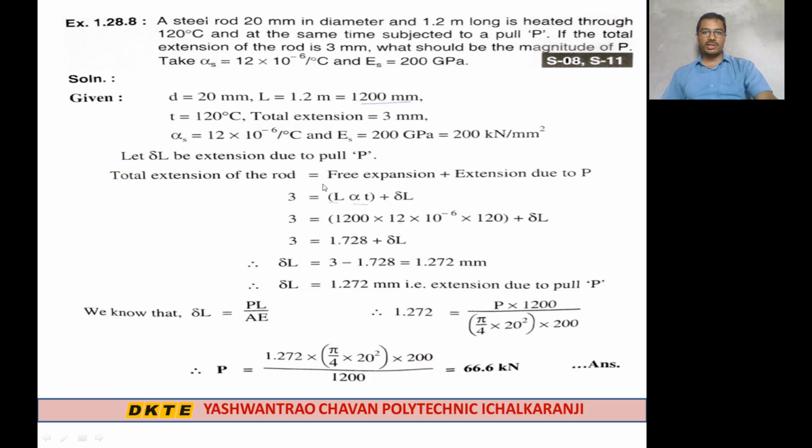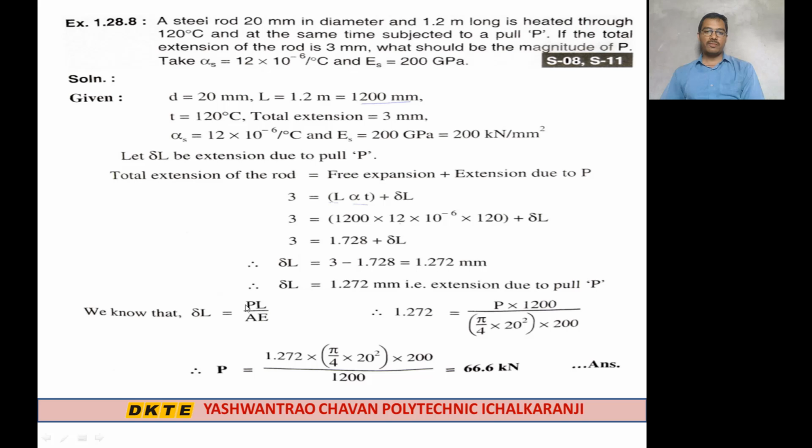Total extension of the rod is equal to free expansion plus extension due to load P. Total extension is 3 millimeter. Free expansion is L alpha T, put the values of L, alpha and T. We will get 1.728. Therefore, change in length DL is equal to 3 minus 1.728, that is 1.272. This change in length is due to force P.